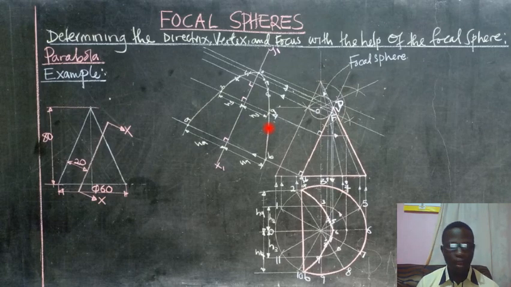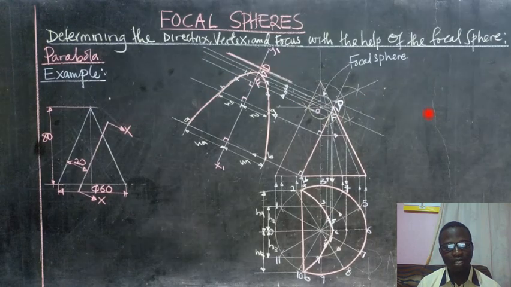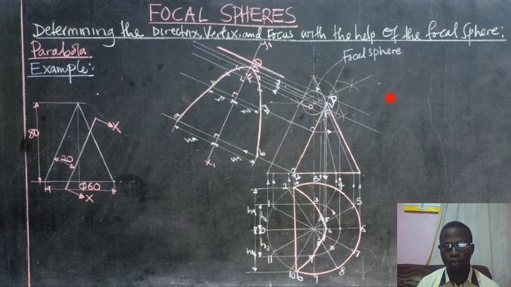Having drawn that, now outline your figure to make sure that it is seen properly, and we now project the focal point, the vertex and the directrix to the diagram to represent them, that we have our focus, the directrix and the vertex like that. And that is how you deal with the parabola. You have completed the figure, or you have drawn the figure with the help of the focal sphere.